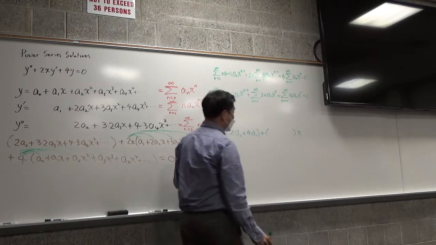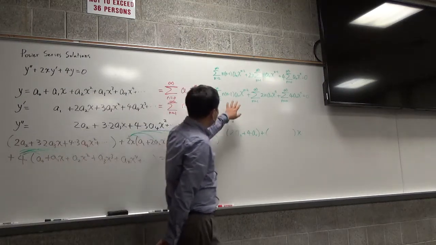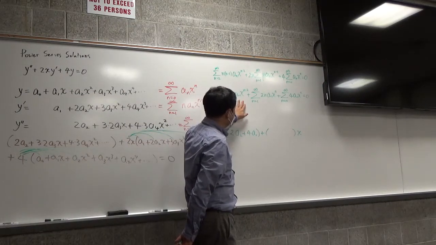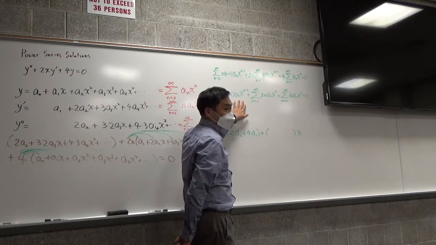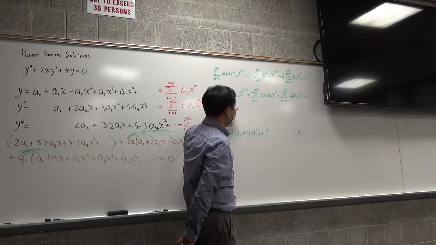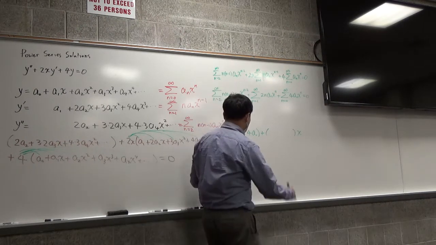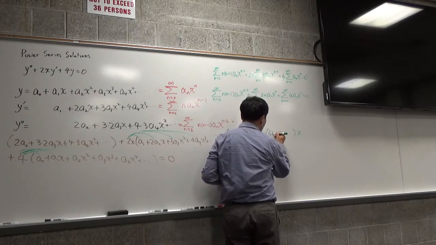Now let's look for the x to the 1st power. For what value of n would you get x to the 1st power? n equals 3, and you get 3 times 2 times a3. So 3 times 2 is 6. So I can write down 6a3.